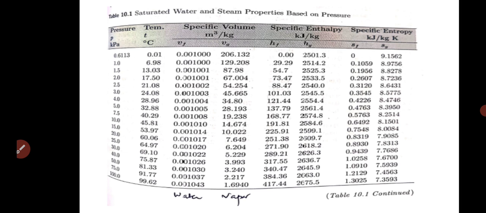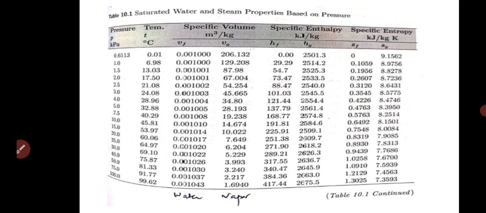If you take one more value, 10 kilopascal, that means 0.1 bar. At 0.1 bar, water will evaporate at 45 degrees centigrade. That is called the saturation temperature. You can see here at 10 kilopascal pressure, the corresponding saturation temperature is 45.81 degrees centigrade. So you understood that temperature and pressure in the mixed region are not independent; they are dependent on each other. Depending on the pressure, the saturation temperature varies.